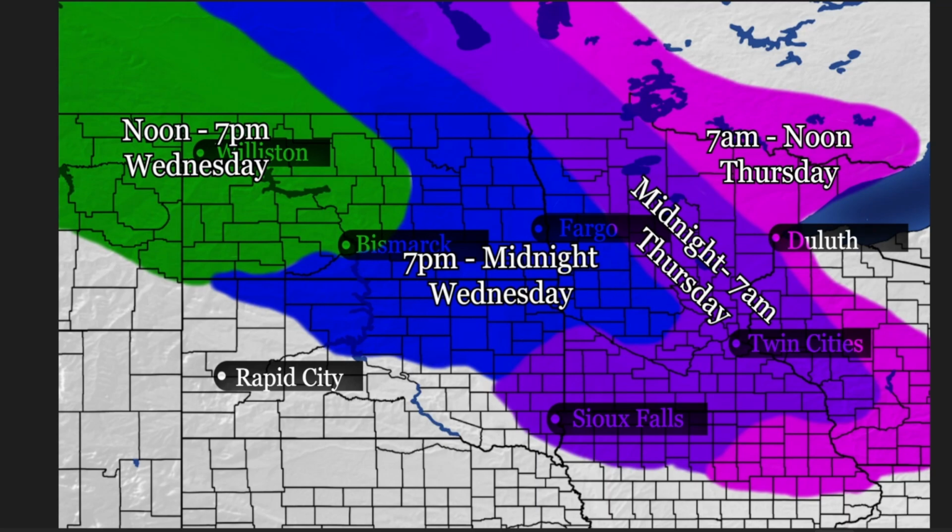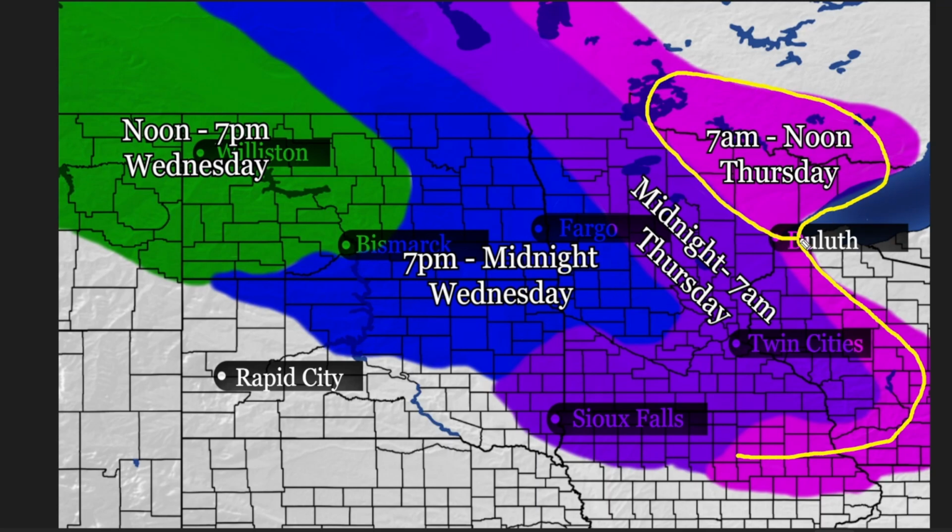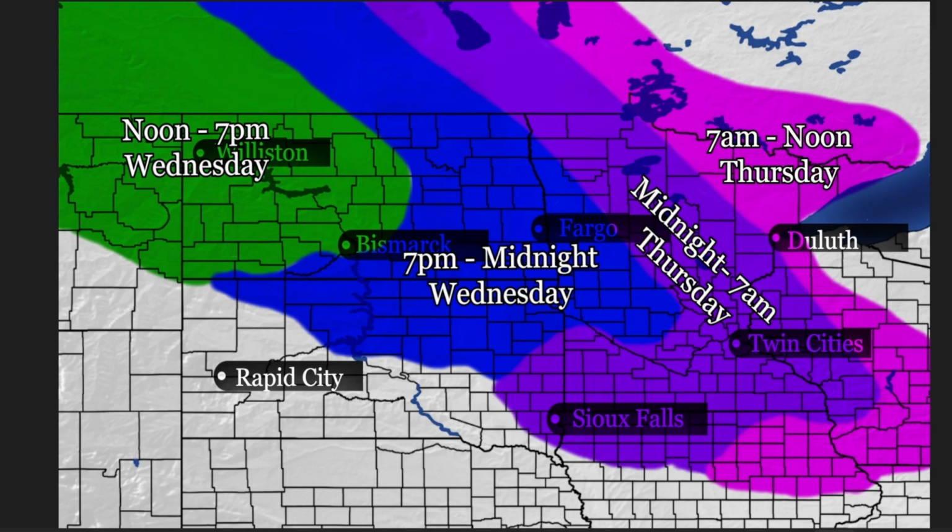And then beyond that, from 7 a.m. to noon, the rest of it spreads a little bit further east, but mainly we're talking about those of you up here in the Arrowhead region of Minnesota. You're going to be seeing your snowfall in between that 7 a.m. to noon time frame on Thursday.